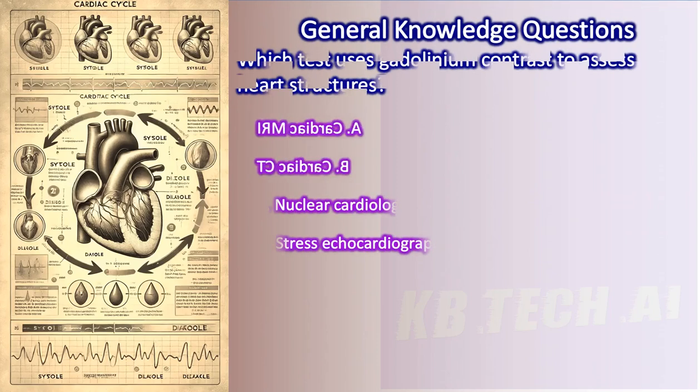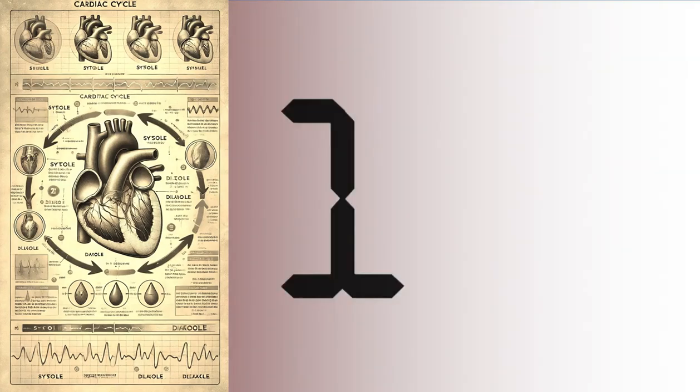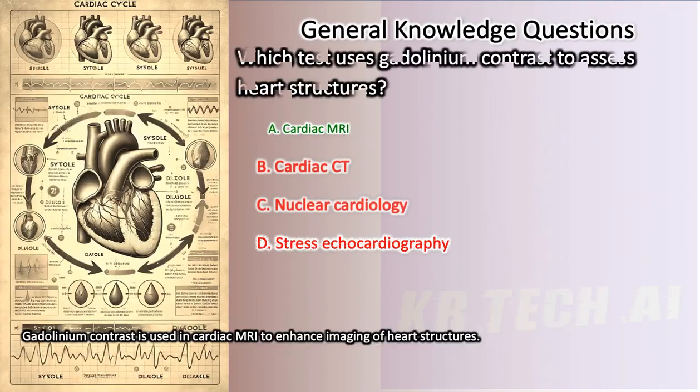Which test uses gadolinium contrast to assess heart structures? Option 1, cardiac MRI. Option 2, cardiac CT. Option 3, nuclear cardiology. Option 4, stress echocardiography. The answer is option 1, cardiac MRI.